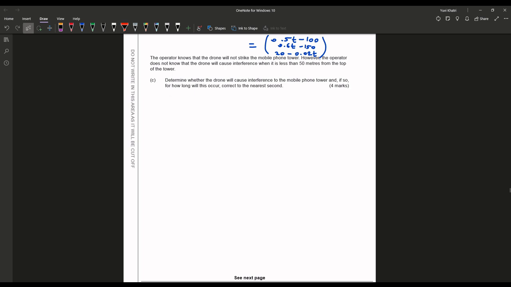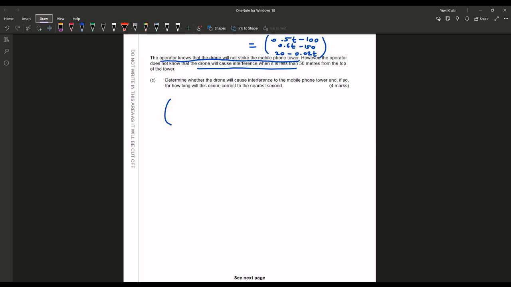Okay, part C. The operator knows that the drone will not strike the mobile phone tower. However, the operator does not know that the drone will cause interference when it's less than 50 meters from the top of the tower. Determine whether the drone will cause interference to the mobile phone tower, and if so, how long this will occur, correct to the nearest second. Okay, so to get this, first we need to find whether the drone will cause interference or not. And when will that happen? When the distance between the drone and the tower is less than 50 meters.